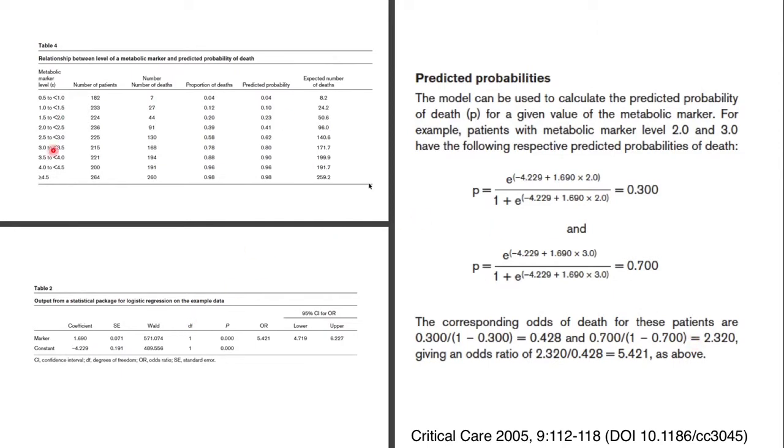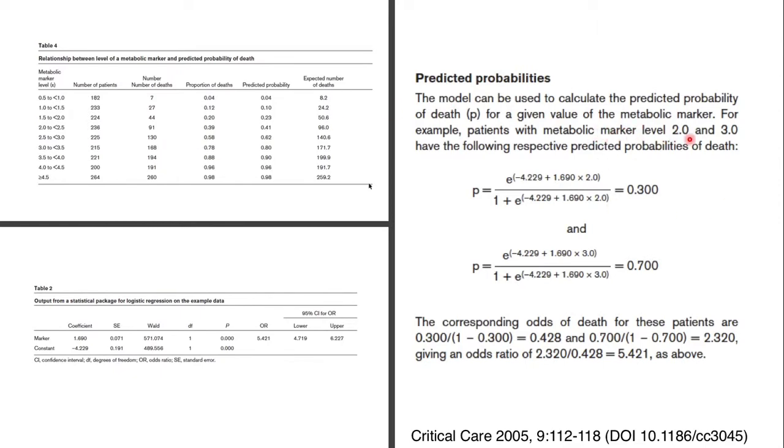So here's some example data from this particular article, looking at some relationships between metabolic markers and predicted probability of death. And here we have some logistic regression outputs, which present the constant and a single predictor, a certain biological marker. Then they talk about predicted probabilities. This model can be used to calculate these predicted probabilities of death for a given value of the metabolic marker. And then they go on to give you some examples.